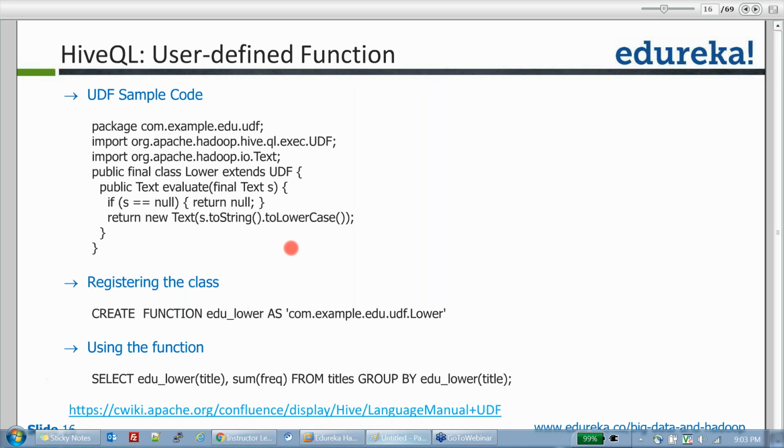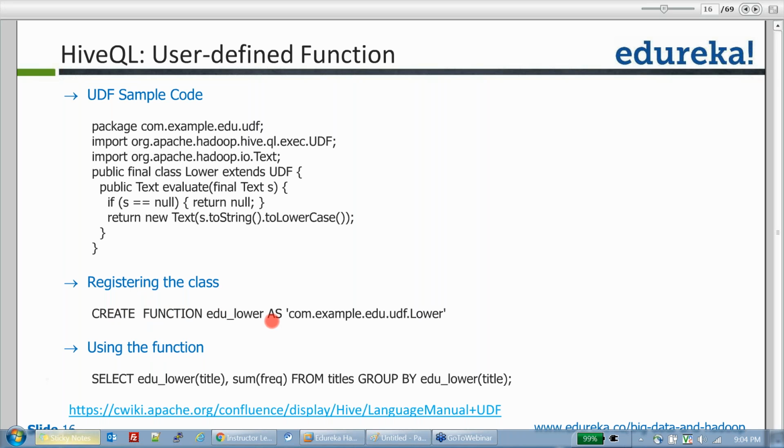How will I use a UDF? I will convert this sample code to a jar file. I will add this jar in my Hive. I'll say add jar and give the path of this jar. Then I will create a temporary function. Right now, this particular syntax is wrong. Actually, it's not create function, it's create temporary function. Hive does not allow you to create permanent UDFs. So I say create temporary function.